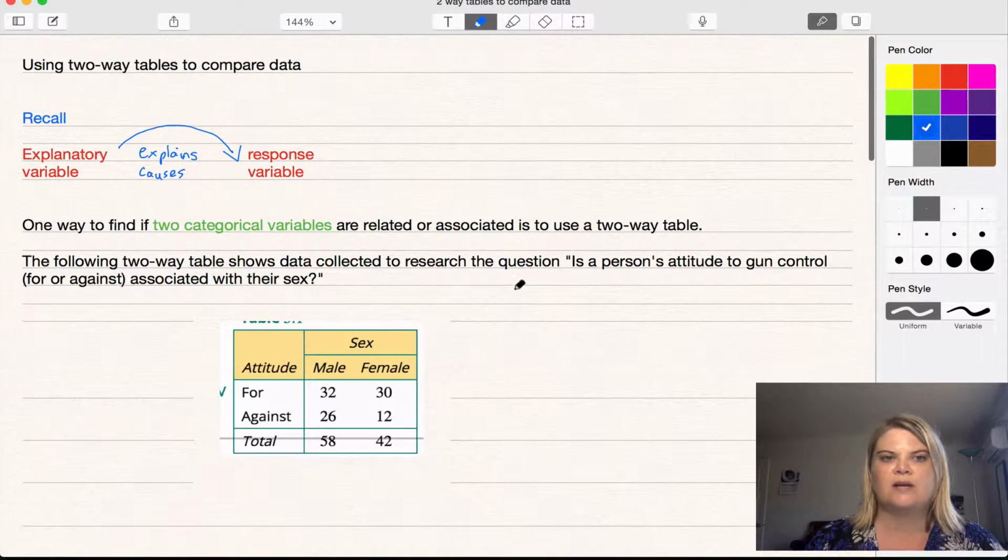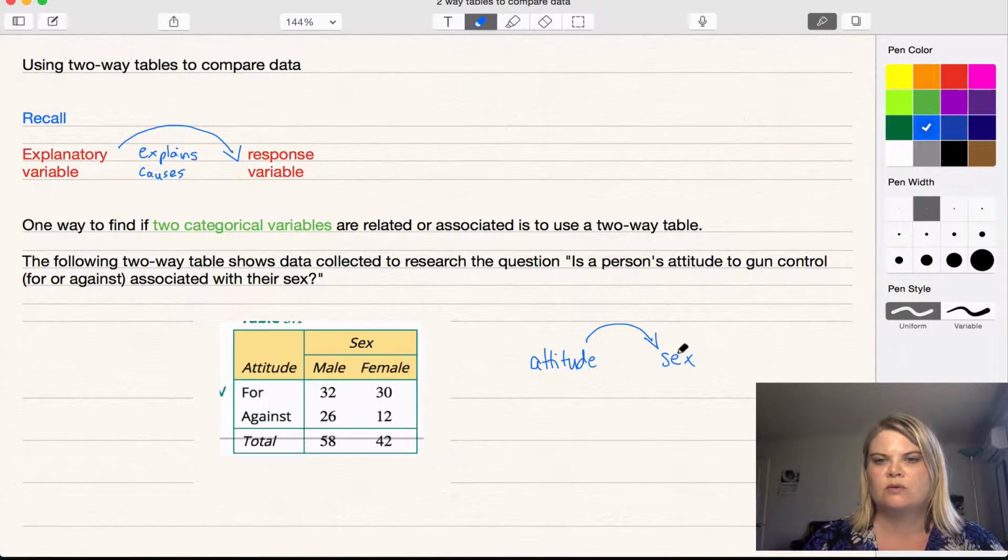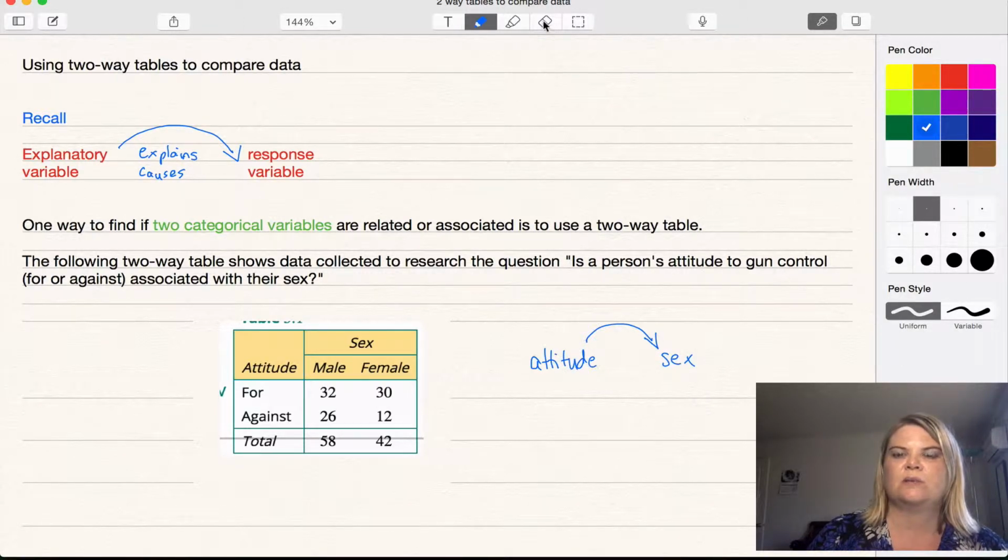And the first thing we need to look at is which one's the explanatory variable and which one's the response variable. So we've got attitude and sex, male or female. And we can go, does attitude cause you to be male or female? Does your attitude to gun control cause you to be male or female? Doesn't really make sense. Does your sex, male or female, cause your attitude? That's what we're looking to compare. So we need to swap these around.